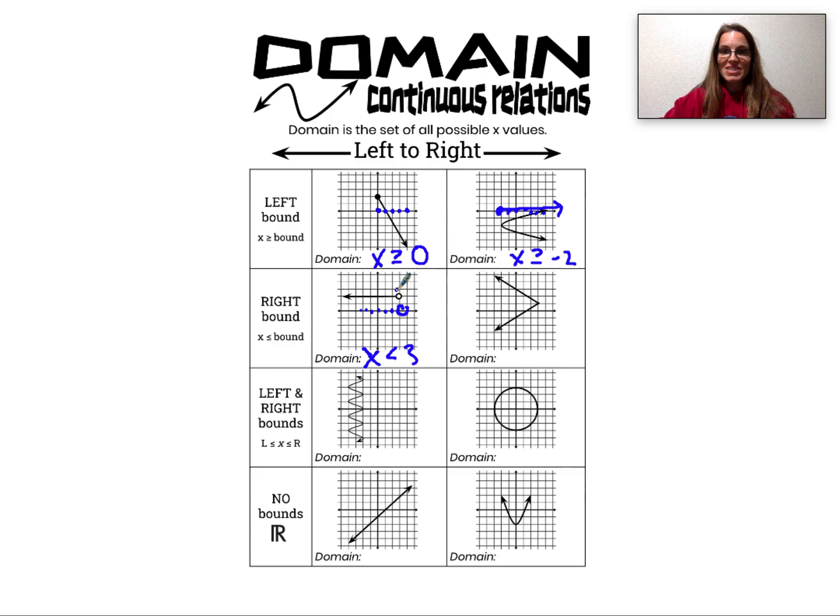Because of this open dot, we don't have an equal to symbol. If there's no dot at all, or a closed dot, we assume it's a closed dot. We will show you it's an open dot to say, hey, this point is not on the graph, x cannot be 3.